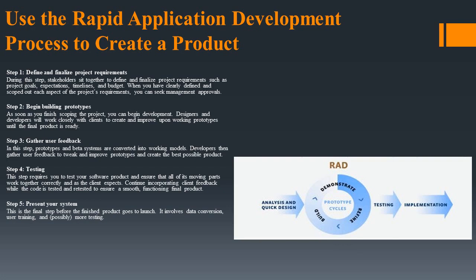In this step, prototypes and beta systems are converted into working models. Developers then gather user feedback to tweak and improve prototypes and create the best possible product. Step 4. Testing. This step requires you to test your software product and ensure that all of its moving parts work together correctly and as the client expects. Continue incorporating client feedback while the code is tested and retested to ensure a smooth, functioning final product.